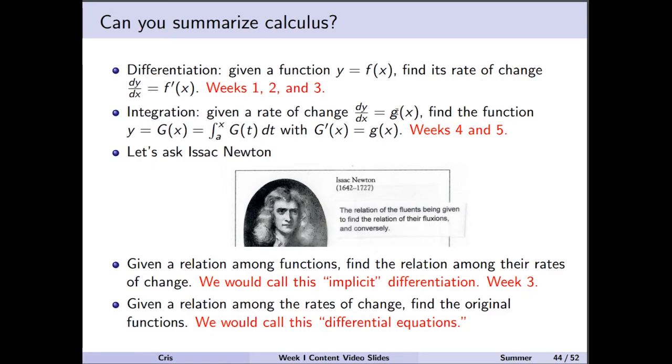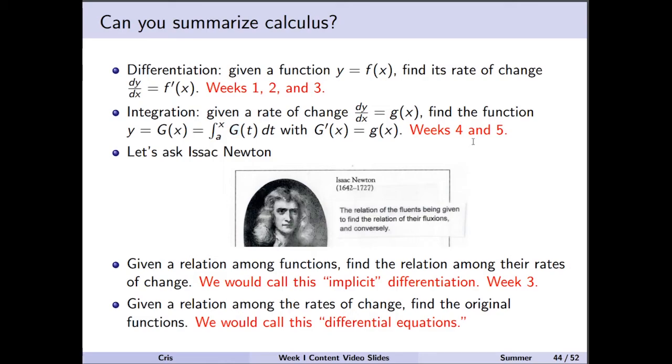If we're given some rate of change g of x, we try to find the function capital G of x. We're given a little g of x. We find a different function, capital G of x, such that the derivative of capital G of x is equal to little g of x. In other words, if you're given a rate of change, can you find the original function? And I see I have a typo right here. This capital G should be a little g. When we learn integration, we'll learn how to do this, how to find the original function given the rate of change. And this will be done in weeks 4 and 5.